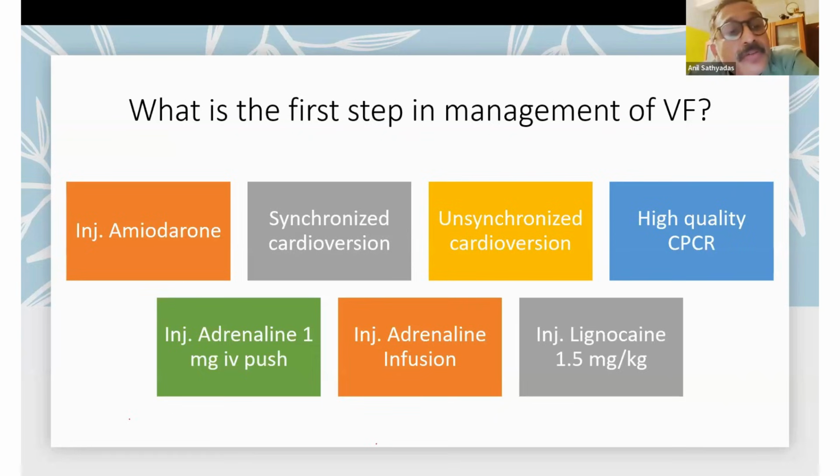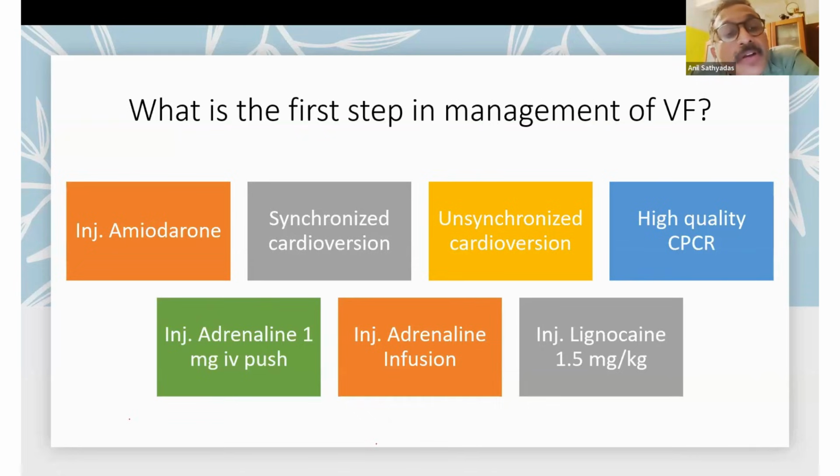Would you give amiodarone? Would you give a synchronized cardioversion? Would you give an unsynchronized cardioversion? Would you start high quality CPR? Adrenaline push, adrenaline infusion or lignocaine? Can anyone unmute and answer this? We'll have a discussion. Even if it's wrong, we'll see what is happening.